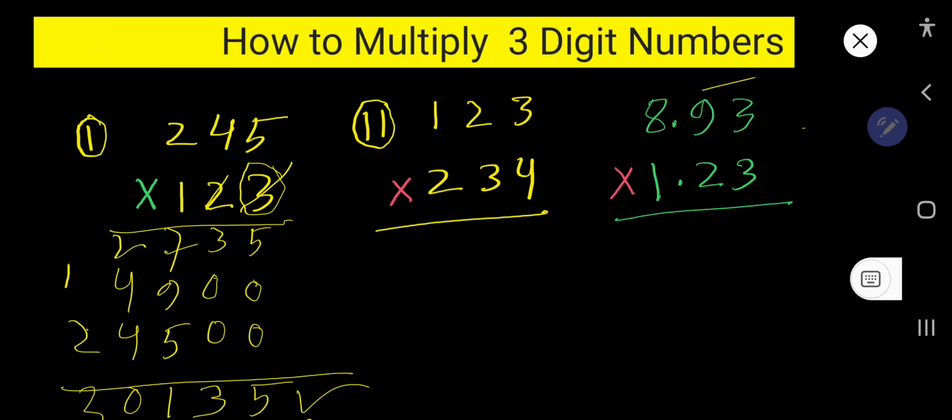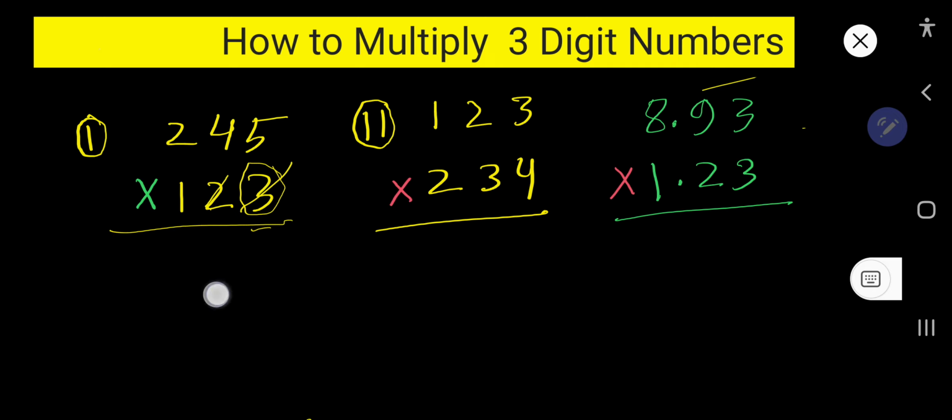Okay, now we will do multiplication for this problem. So let's start with 4. 4 times 3 equals what? 4 times 3 equals 12. Write 2, carry 1. 4 times 2, 8 plus 1, that is 9. 4 times 1, 4. Cross it.